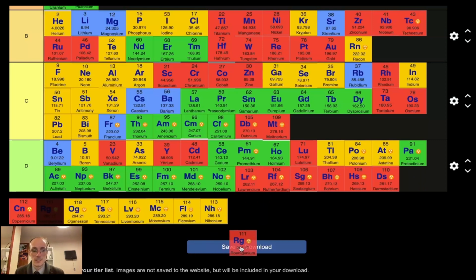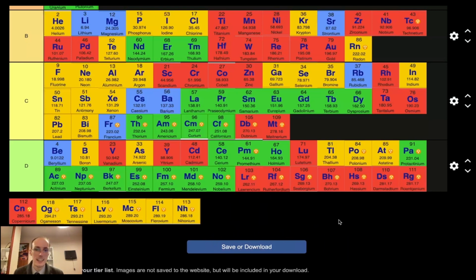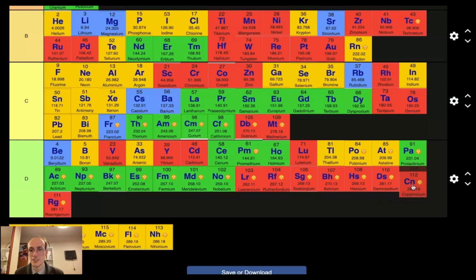Roentgenium is named after Wilhelm Röntgen, who was the discoverer of X-rays. Thrilling. It's element 111. That's cool. Next up is Copernicium, named after Copernicus. Yep, thrilling. Nihonium is named after Japan. So the Japanese name for Japan is Nihon. Nihonium was discovered in Japan.